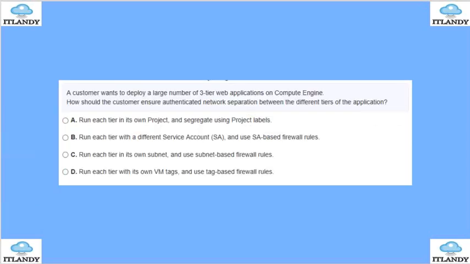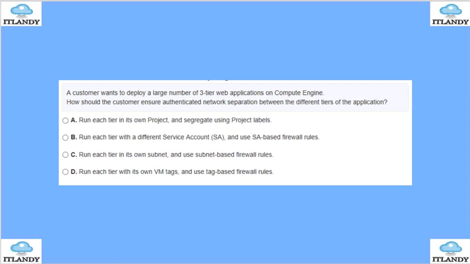Next, the customer wants to deploy a large number of three-tier applications on Compute Engine. How should the customer ensure network separation between the three tiers? So we have a three-tier application, and I would like to make sure I apply network segregation between tier 1, 2, and 3. What shall I do? Run each tier in its own project and segregate using project label.